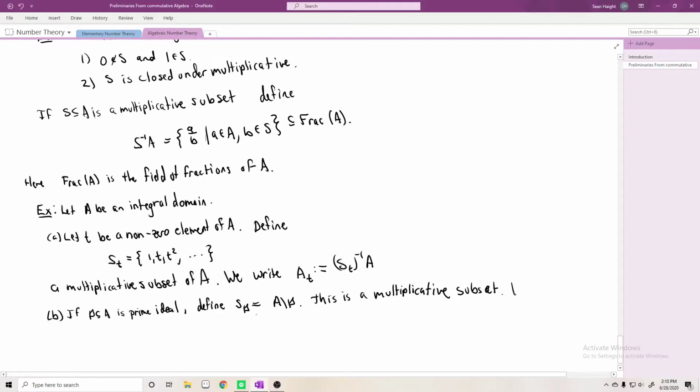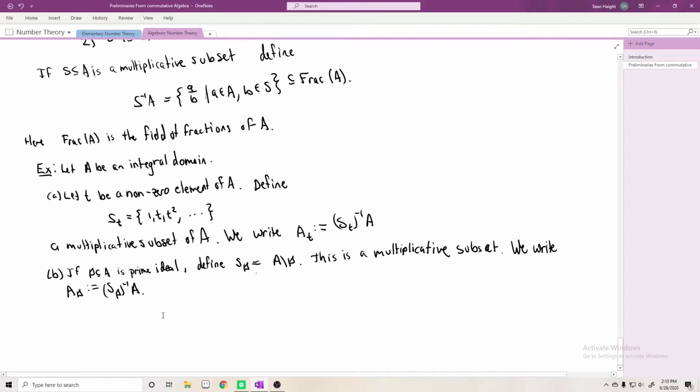We write A sub P, A lower P, for S sub P inverse A. You should think maybe A is the integers and P is the ideal generated by 5. Then S sub P inverse A are fractions whose denominators are divisible by 5. Or, sorry, fractions whose denominator is not divisible by 5. Important distinction there.